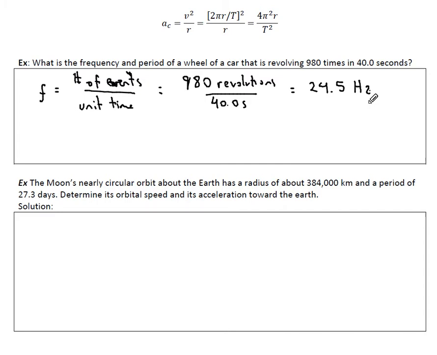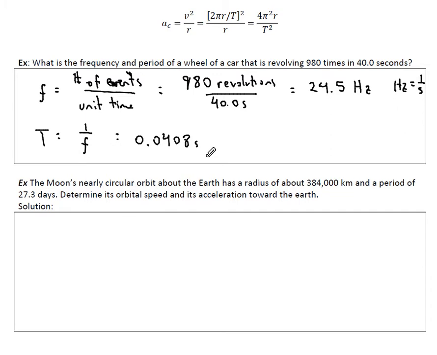Hertz is the unit for frequency. Hertz is also equal to 1/second. So it's stuff per second, stuff per time. Period, on the other hand, is just the reciprocal of that, so 1/f. So 1 divided by 24.5, we get 0.408 seconds.